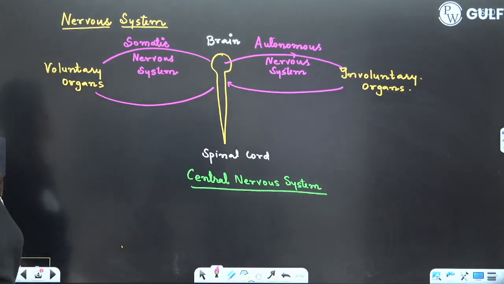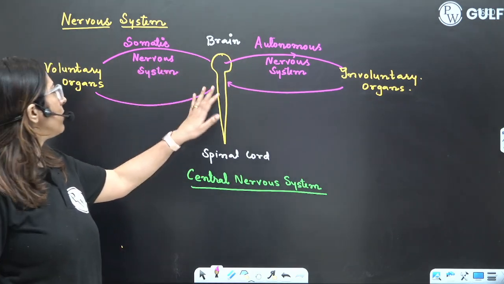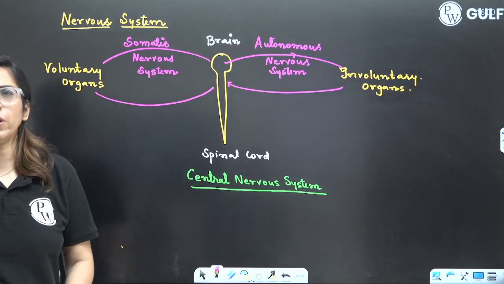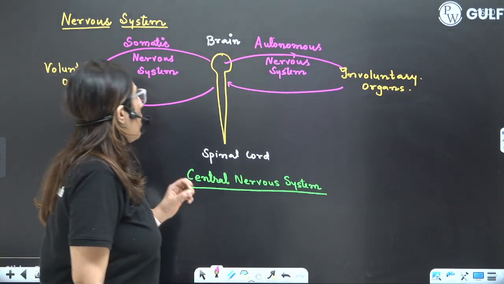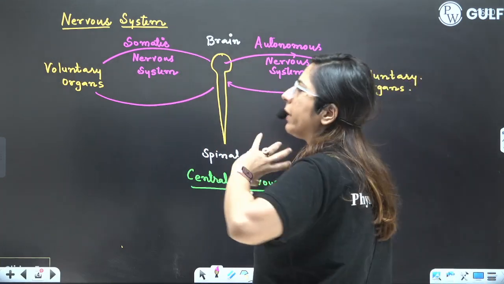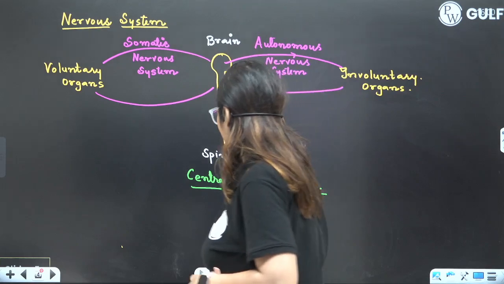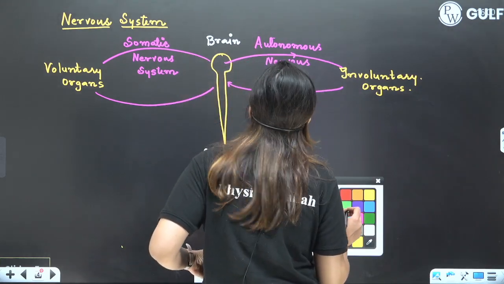Clear? Somatic nervous system and autonomous nervous system. So there is a two-way type of communication between the brain and the spinal cord, and the voluntary and involuntary organs. Now, you will see that some nerves go to the involuntary and voluntary organs from the brain. These nerves are termed cranial nerves. So what is the name given to them, guys?